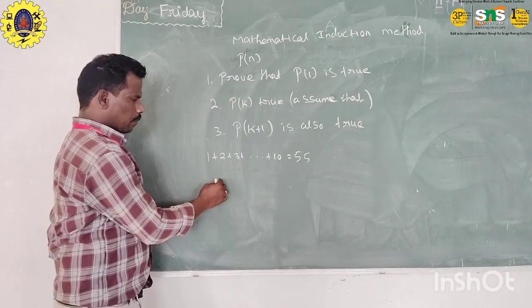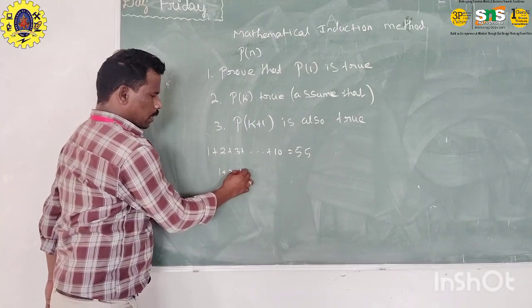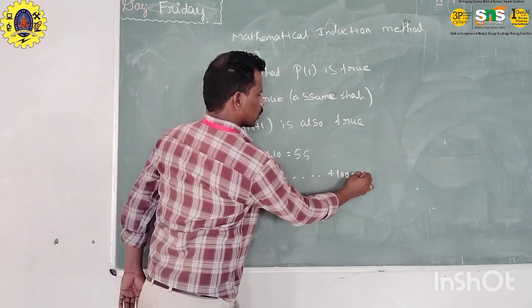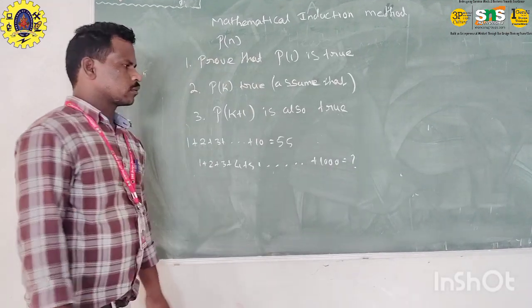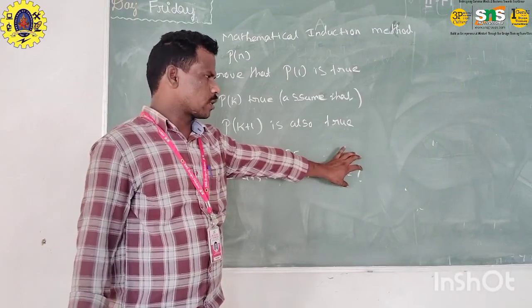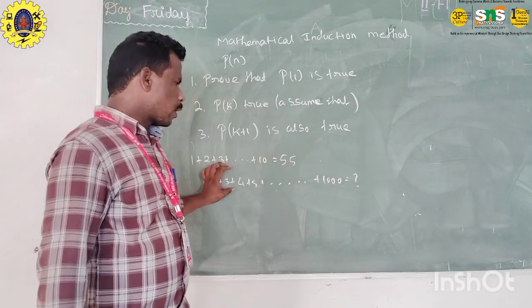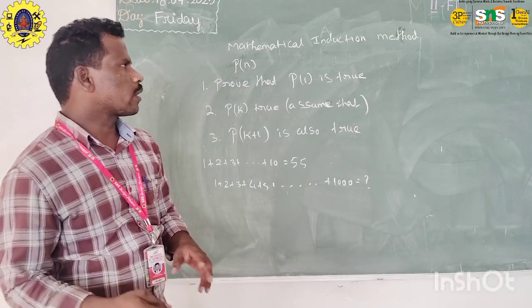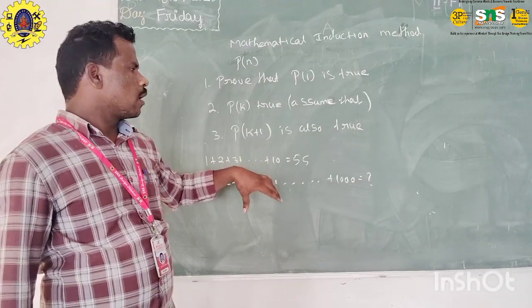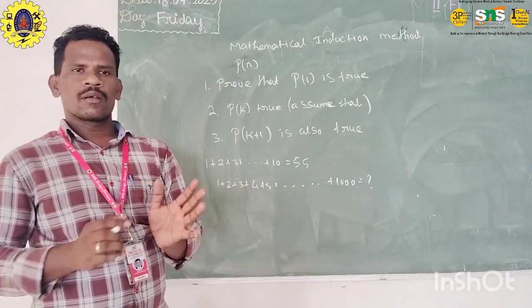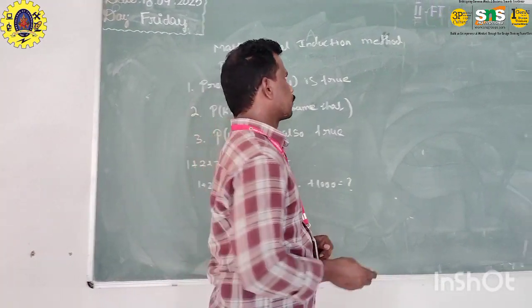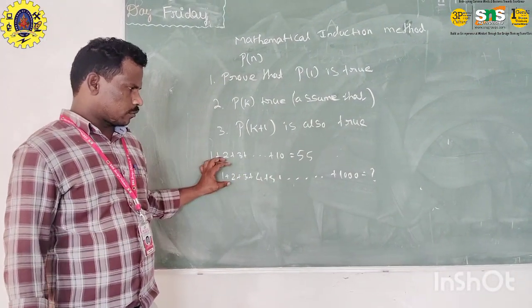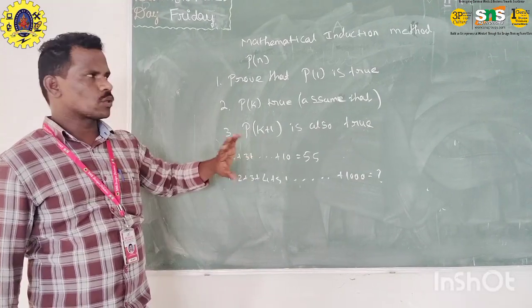Suppose I do another problem. What is the value of 1 plus 2 plus 3 plus 4 plus 5 plus up to 1000? Definitely a value exists, but solving this problem by adding takes a lot of time. So I introduce one other formula that we can use to find the sum of the first n natural numbers. Here it is the first 1000 natural numbers. To solve this type of problem, you can use one formula.